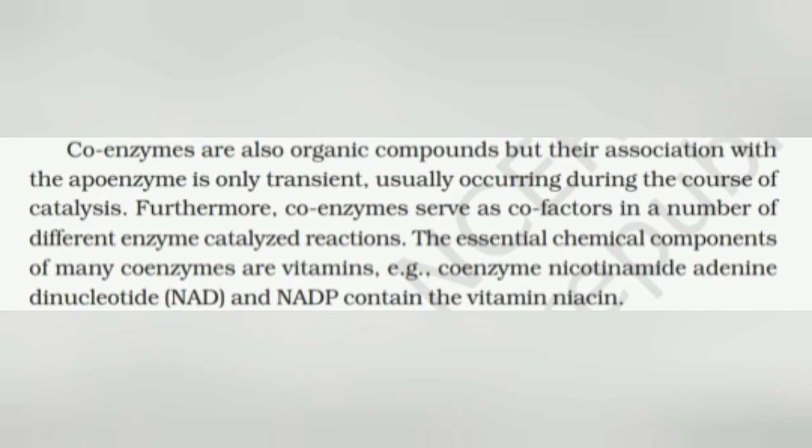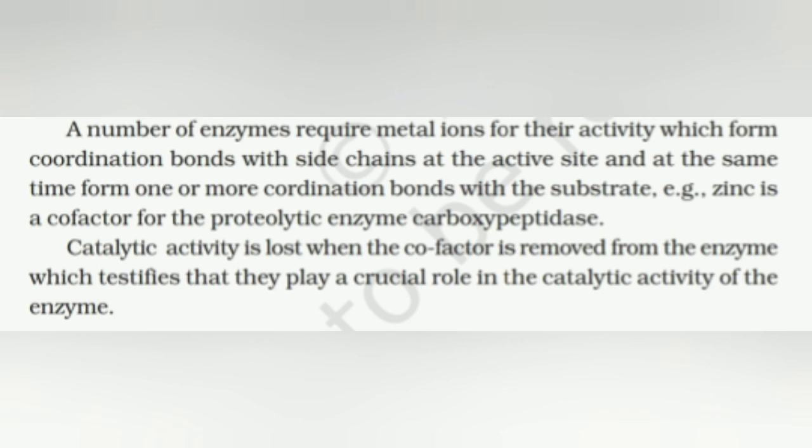Next are coenzymes. These are also organic compounds, but their association with the apoenzyme is only transient, usually occurring during the course of catalysis and then they detach. Furthermore, coenzymes serve as cofactor in a number of different enzyme catalyzed reactions. The essential chemical component of many coenzymes are vitamins. Example: coenzymes nicotinamide adenine dinucleotide, NAD and NADP contain vitamin niacin.